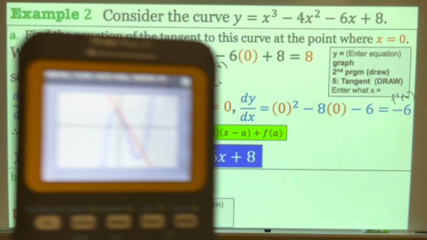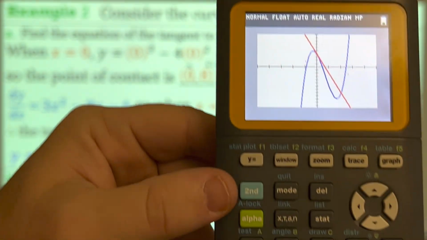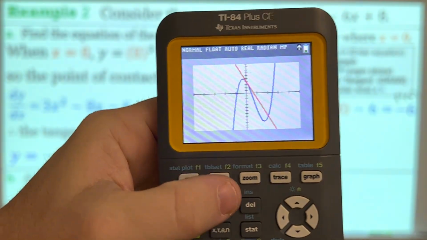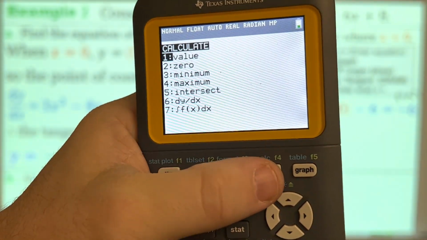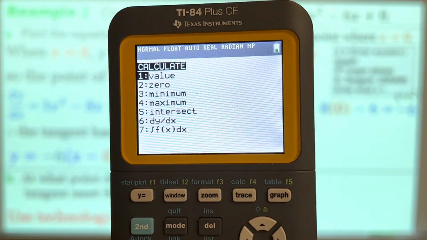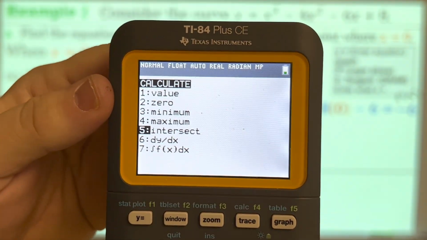In order to find out where the point meets, you have to type in second. You're going to hit trace. So that brings you to the calculate. So second, light blue, trace, which is right here. Go down to number 5, which says intersect.